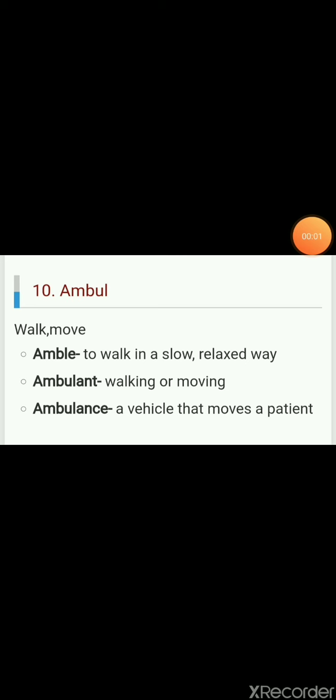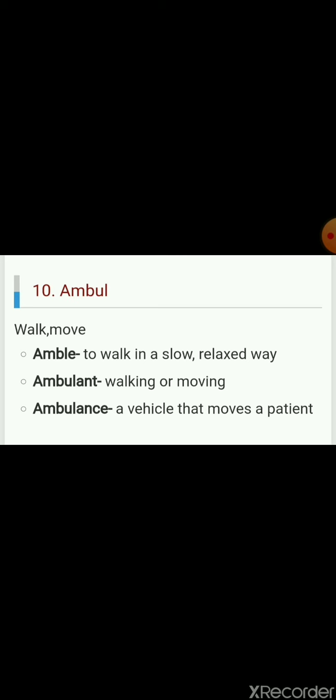As I have been talking for 3-4 days about the root culture, root words in English grammar to make your vocabulary very strong. So this is a really simple example which helped me a lot, and I wanted to share it with you: ambul. It's a root. It's not a word. Its meaning is walk, move. Now amble, to walk in a slow, relaxed way. Ambulant, walking or moving. Ambulance, a vehicle that moves a patient.